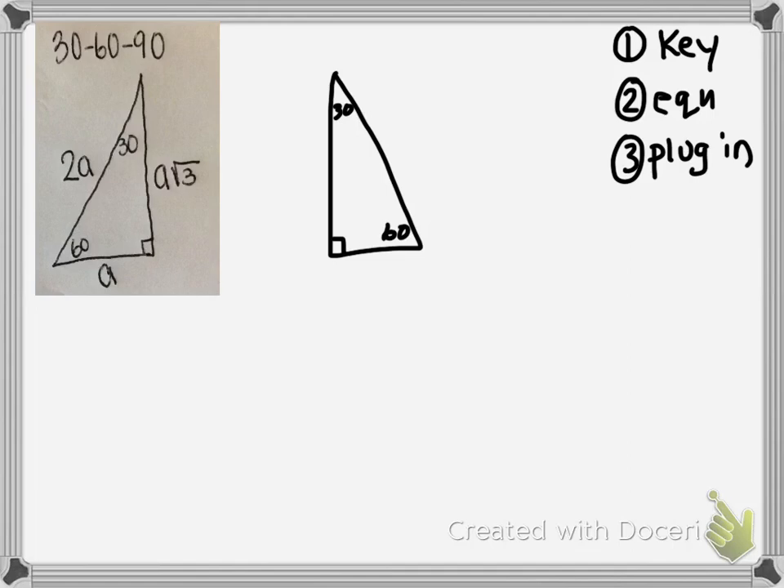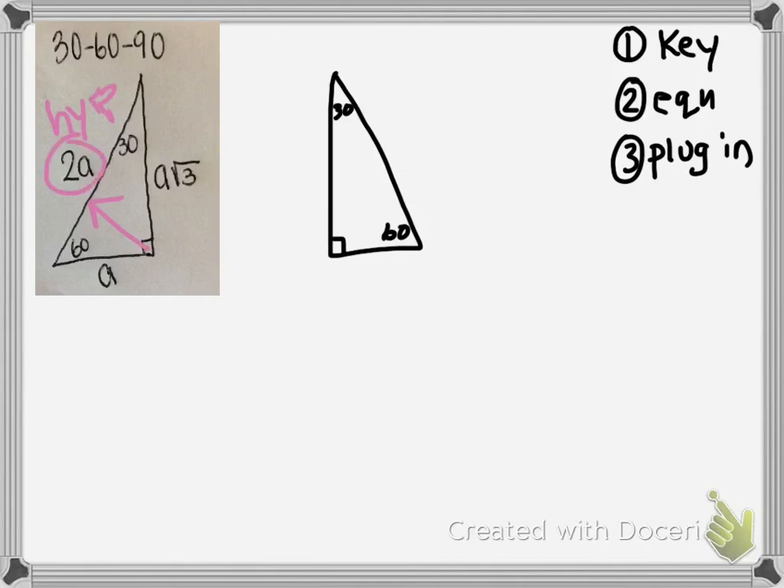Because there are 3, we cannot assume that it's drawn to scale. So the first one I always recommend is the hypotenuse, because we're pretty good at identifying that across from the 90-degree angle. So that's our hypotenuse. We always put 2A on that side.